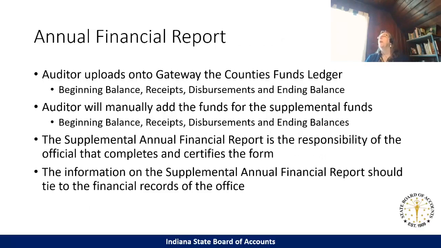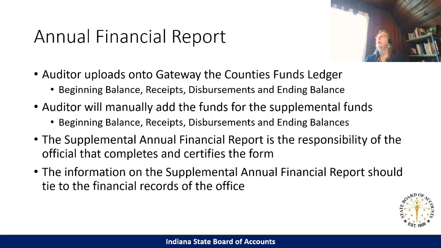So as we stated, the auditor will upload the funds ledger information onto Gateway, and that's usually an automated process that goes directly from the financial software that the auditor uses into a report that gets pulled into Gateway. That report will show the beginning balance, receipt, disbursement, and ending balance for each individual fund. Then for the supplemental funds, the auditor will have to manually add these funds based on the information gathered from each of those offices that's listed on their supplemental AFR.